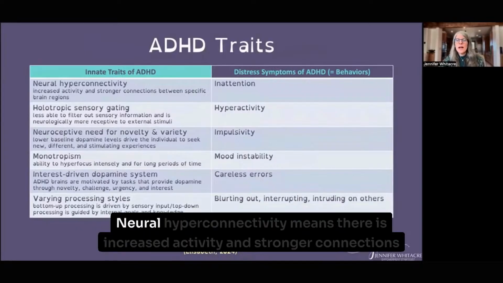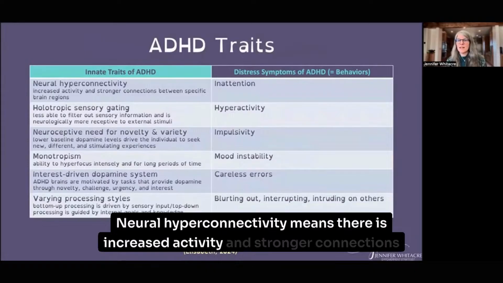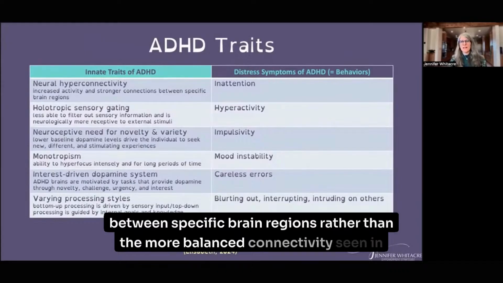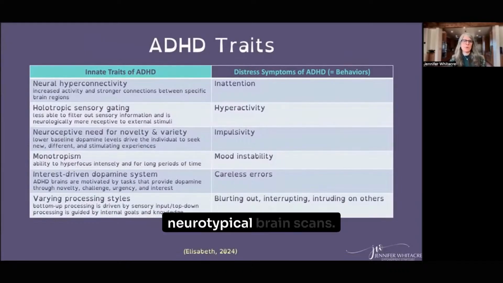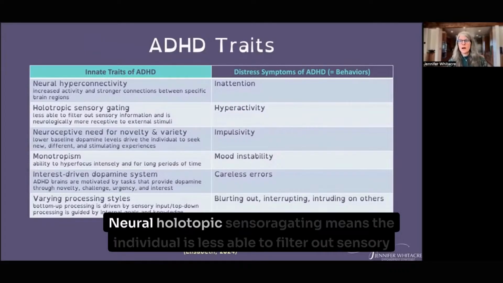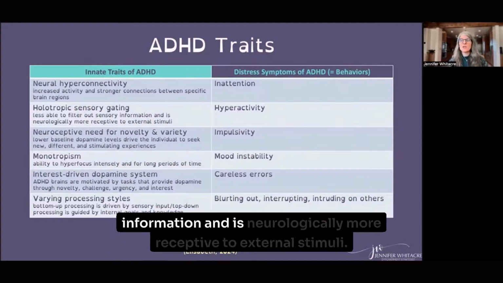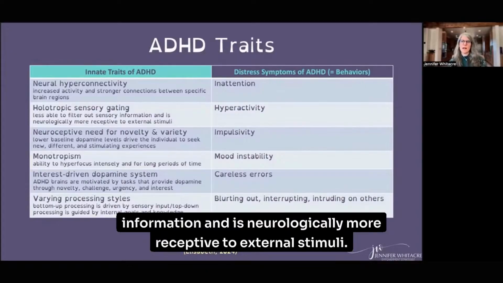Neural hyperconnectivity means there is increased activity and stronger connections between specific brain regions rather than the more balanced connectivity seen in neurotypical brain scans. Neural holotopic sensory gating means the individual is less able to filter out sensory information and is neurologically more receptive to external stimuli.